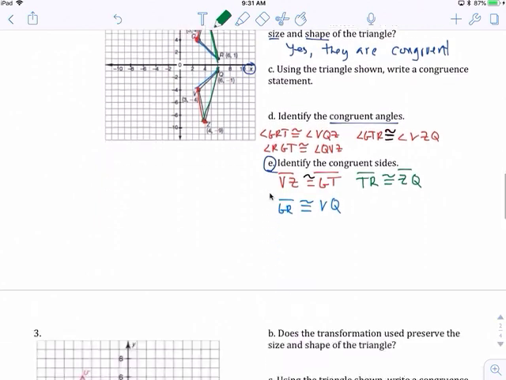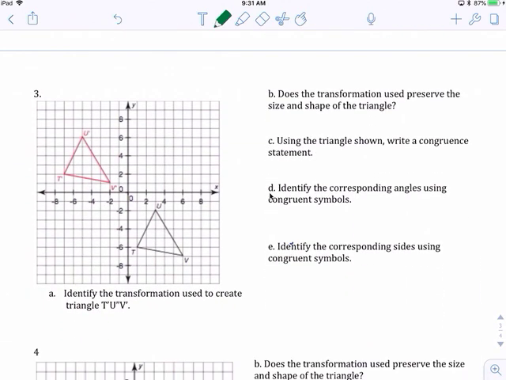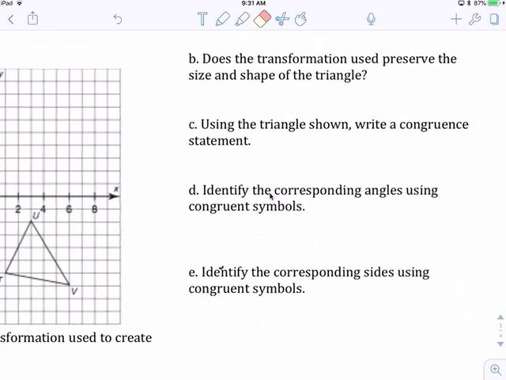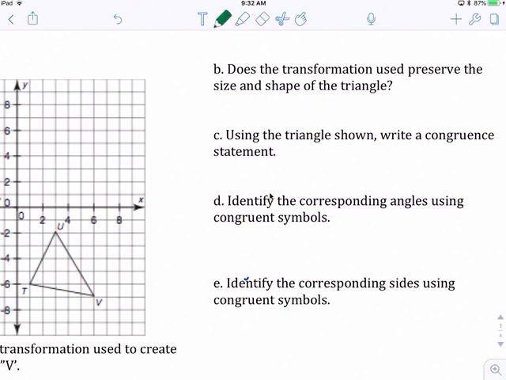All right, and then number 3, just do A, identify the transformation using, you know what, I'm going to go over these with you because some of you may have a hard time with this. So I'll do the transformation one in class because you may have a very difficult time. Just do D and E here. Identify the corresponding angles using congruent symbol.